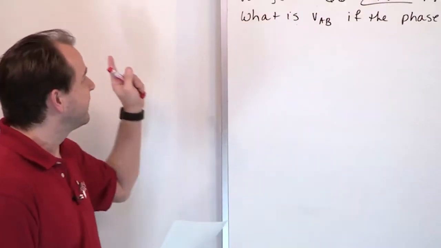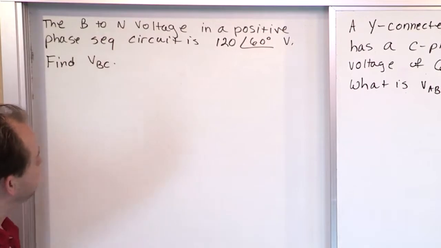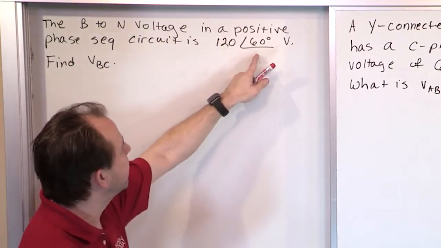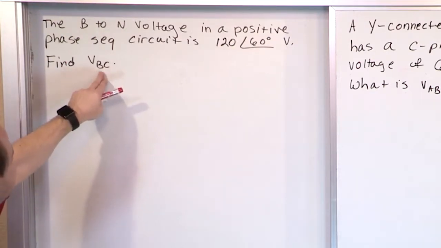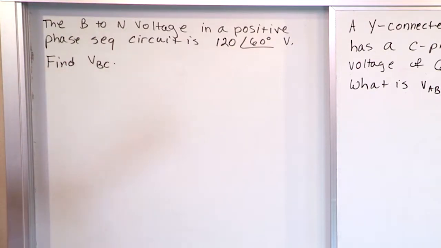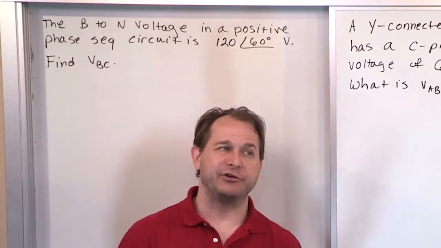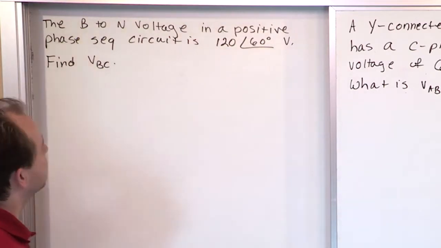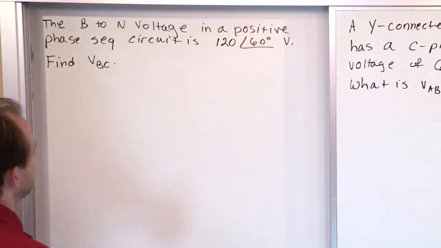So I have two problems. Let's take the easier one first. The B to N voltage in a positive phase sequence circuit is 120 at an angle of 60 degrees. Find VBC. So this is a typical problem that you would have to do, or this would be just a fragment of a larger problem that you have to do before you can actually solve the circuit. It's a very simple plug and chug type of thing, but if you don't have the tools that we've learned about so far, it seems very complicated.